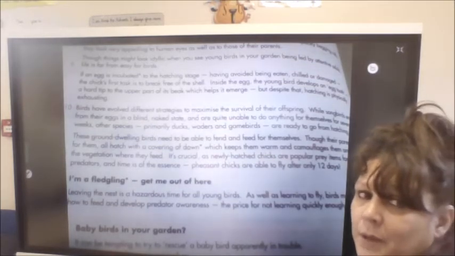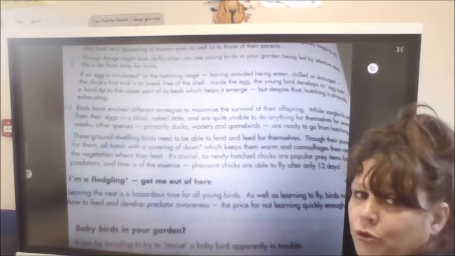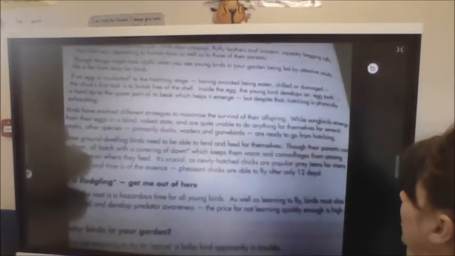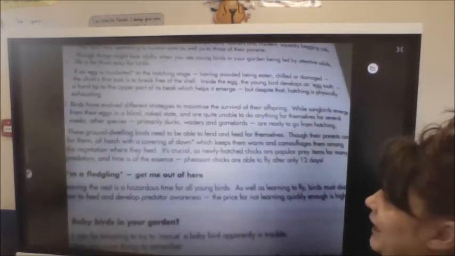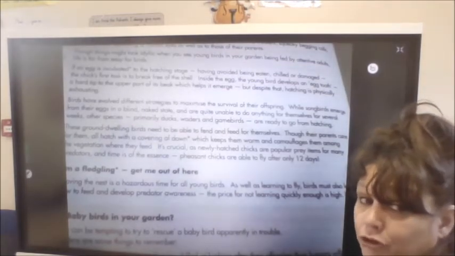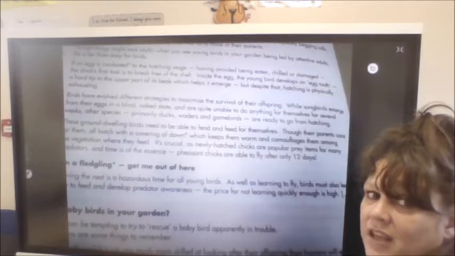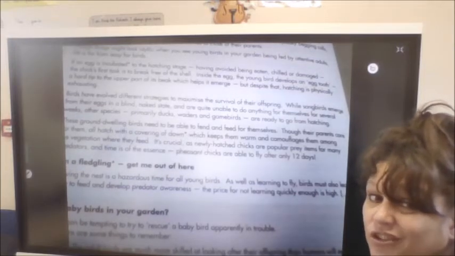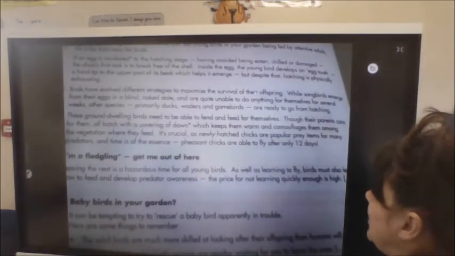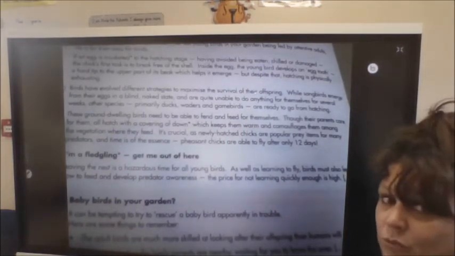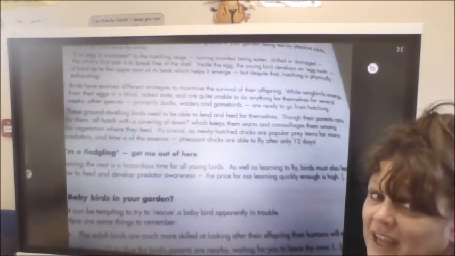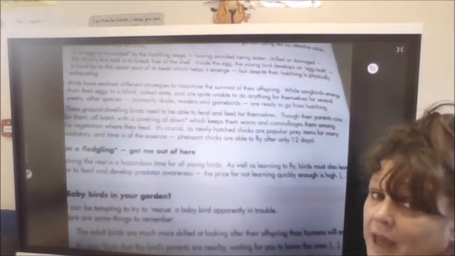So there's different ways that birds have come up with that help make sure that their offspring survive. While songbirds, things like your blackbirds and your thrushes, emerge from their eggs in a blind, naked state, they've got no feathers on them and they're blind, so they can't see. And they are quite unable to do anything for themselves for several weeks. So they perhaps have got the hardest job because they're totally reliant on their parents.